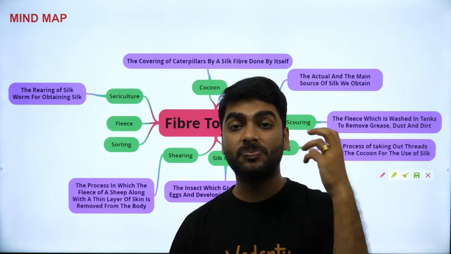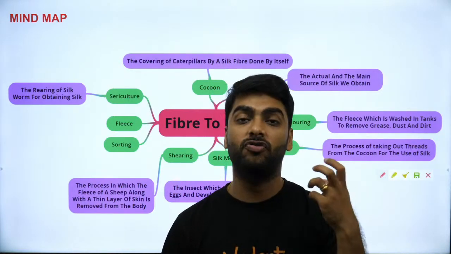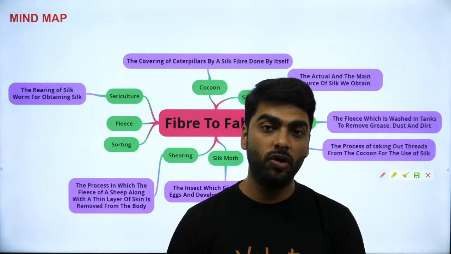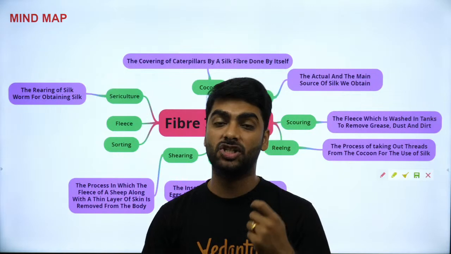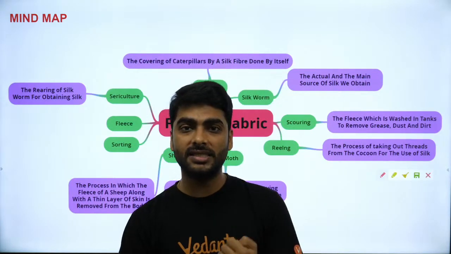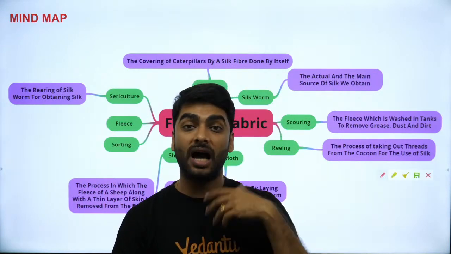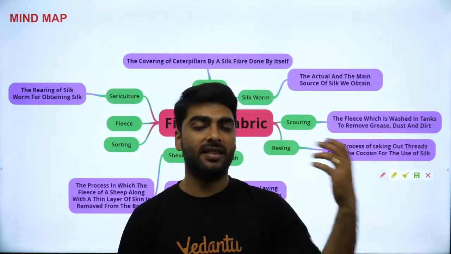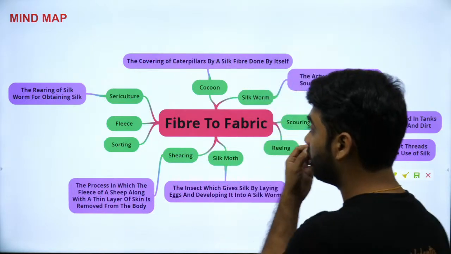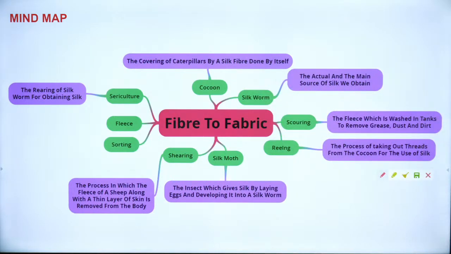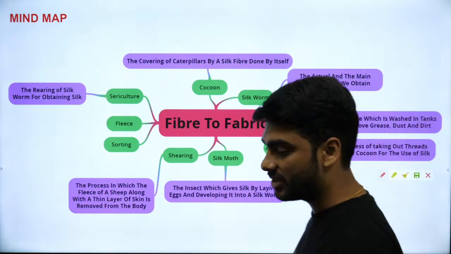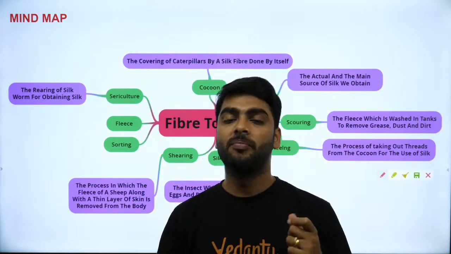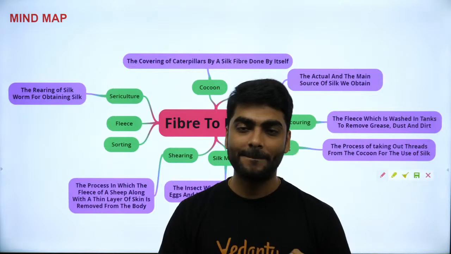You have to spin the fiber to get the yarn, and you have to weave the yarn to get the fabric. Talking about wool, so wool you get from the sheep's skin. You have to shear the wool, then scour the wool, then sort the wool, and then finally spin it and then weave it, right? Talking about silk, so silk you get from the silkworm. There are different kinds of silk. There is tassar silk, muga silk, etc. Mulberry silk is the most common one, right?